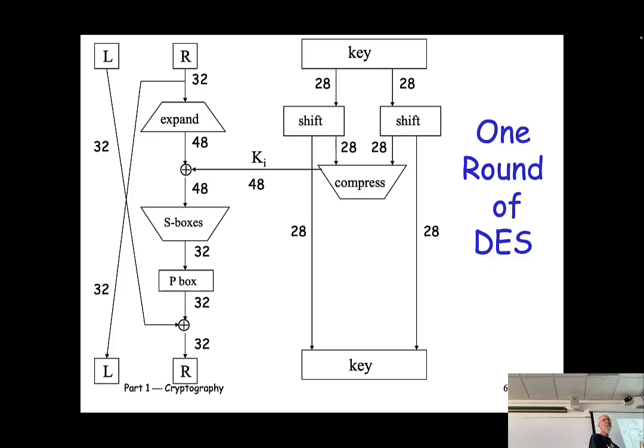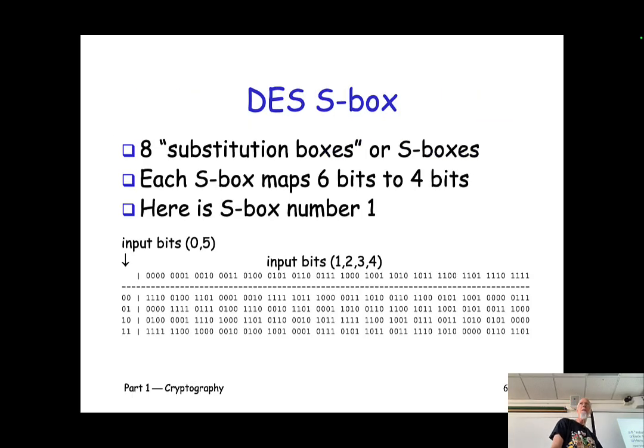So now I have 48 bits, and I have to squeeze that back down to 32. How do I go from 48 back down to 32? That's the job of the S boxes. There are 8 of these S boxes. Each of them takes in 6 bits and spits out 4. And these are specified, again, as part of the algorithm. You don't get to choose them. They're specified. Here is one of the S boxes.